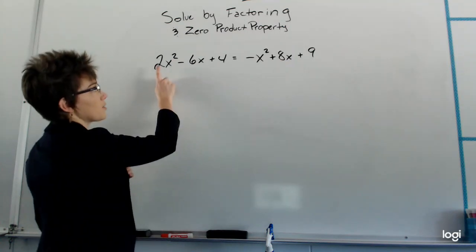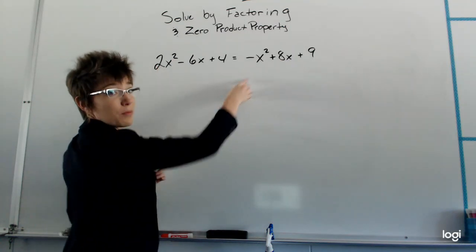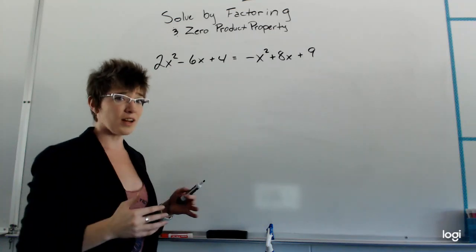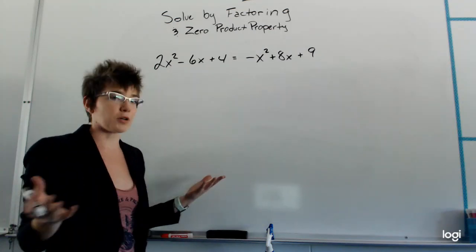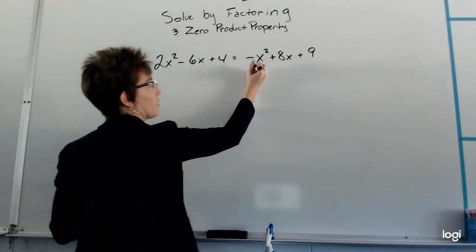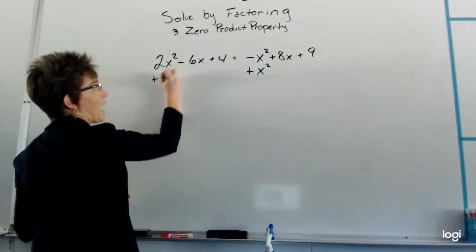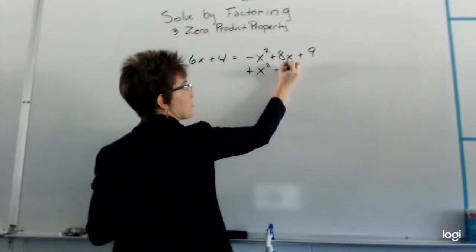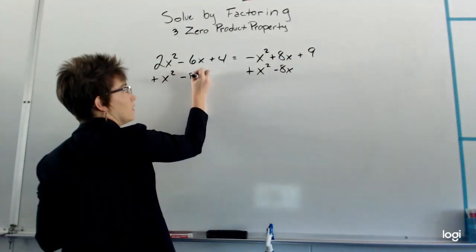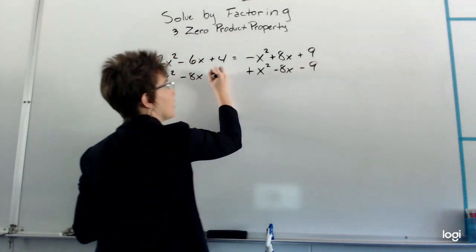If I were to subtract my 2x over here, I'd wind up getting negative 3x, and I just don't like that. So it's kind of a personal choice. You can do it or not. All right, I'm going to move all of the terms to this other side. So I'm going to add an x squared, subtract an 8x, and subtract a 9.